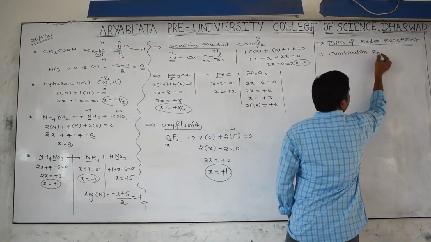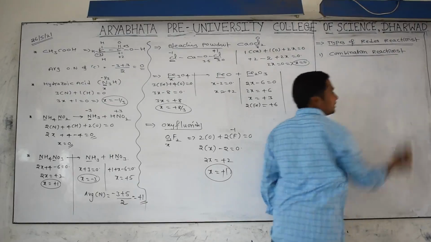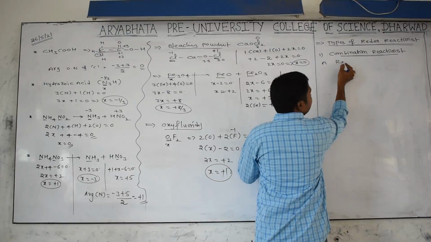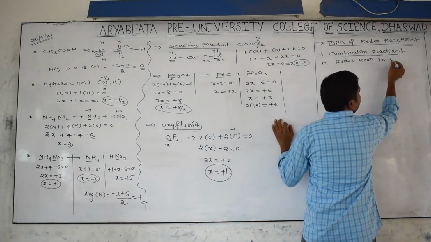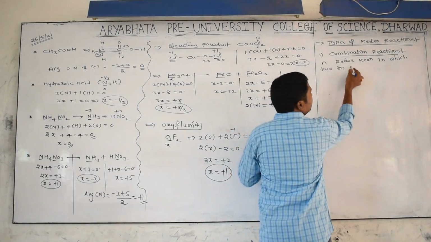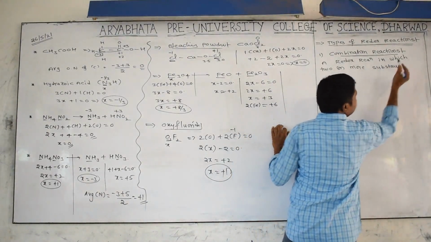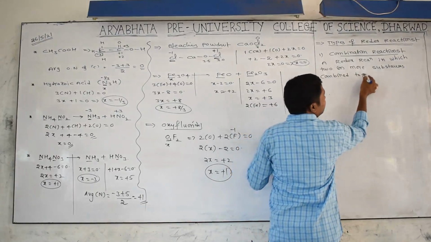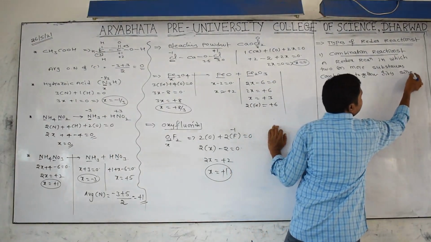Combination reactions. Sir, what is the meaning of combination? In that name only the answer is there: combining. Combining means joining. I will tell you, a redox reaction in which two or more substances combined together gives a single product.